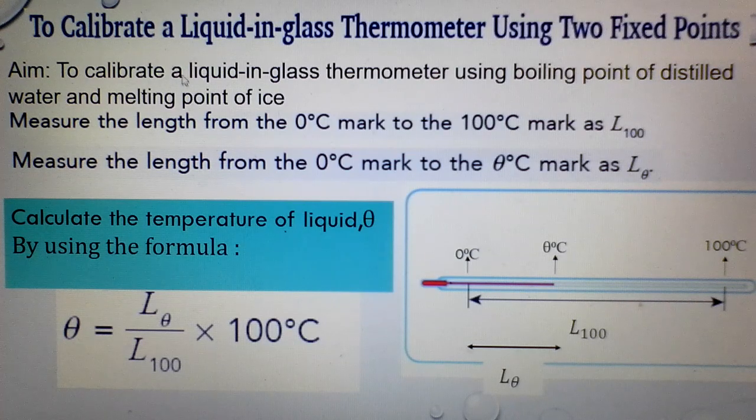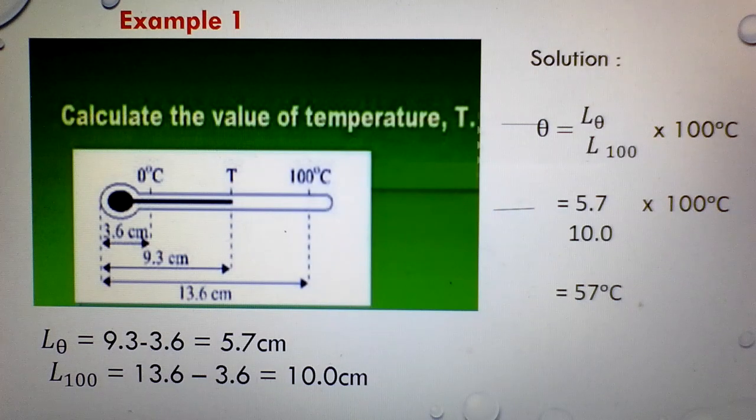Before that, we need to calibrate the thermometer. That is what we call the calibration of a liquid-in-glass thermometer using two fixed points, the ice point and the steam point. Okay, let's look at one example.